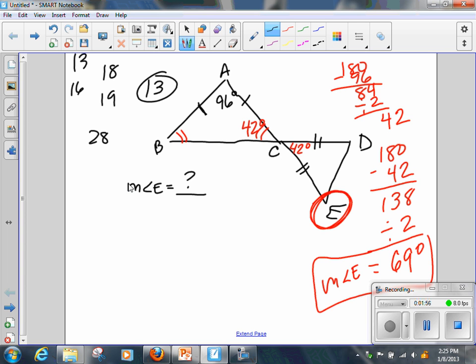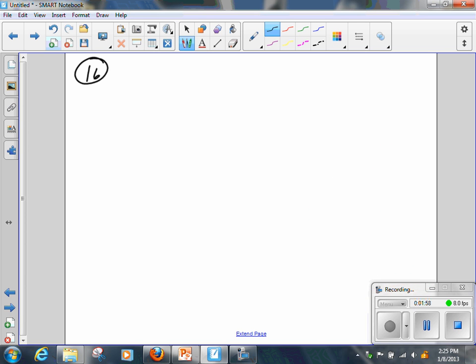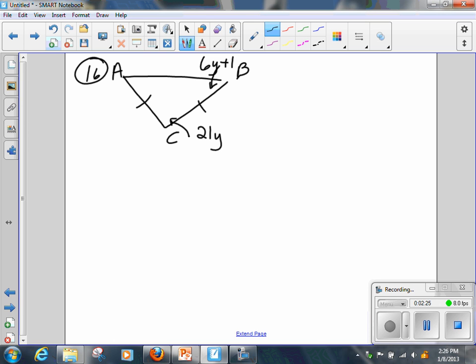Let's go to 16. What kind of triangle do we have? 2 congruent sides. What's that called? Isosceles. We got A, B, C. I've got this angle B is 6y plus 1. And I've got angle C is 21y plus 13.